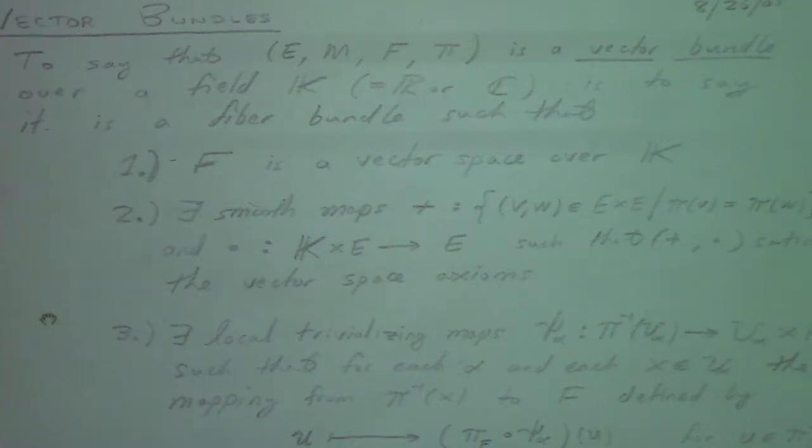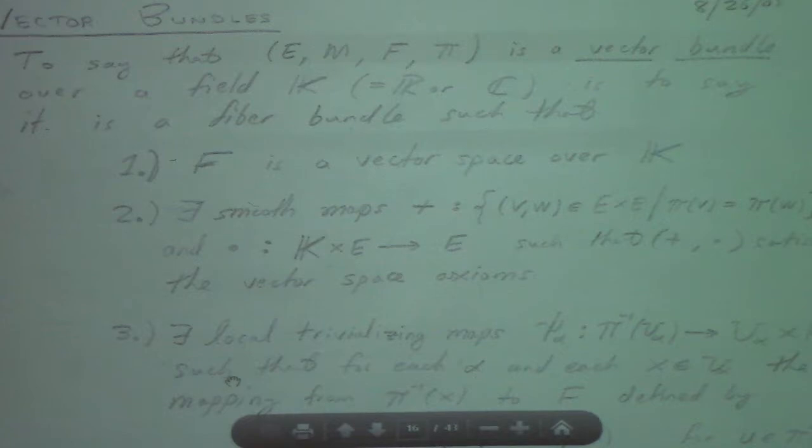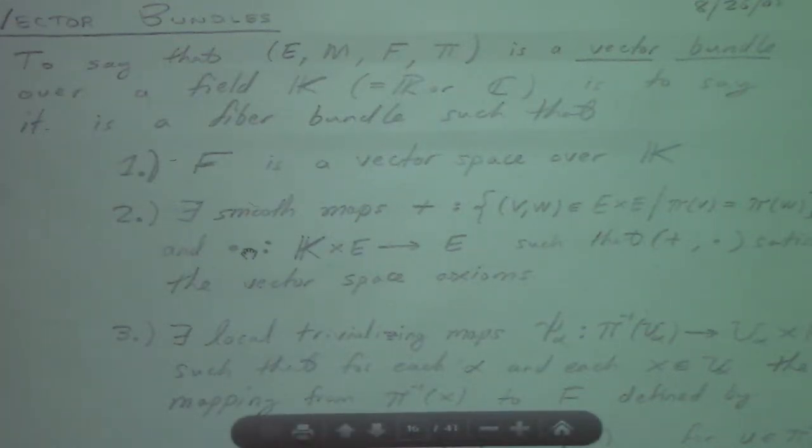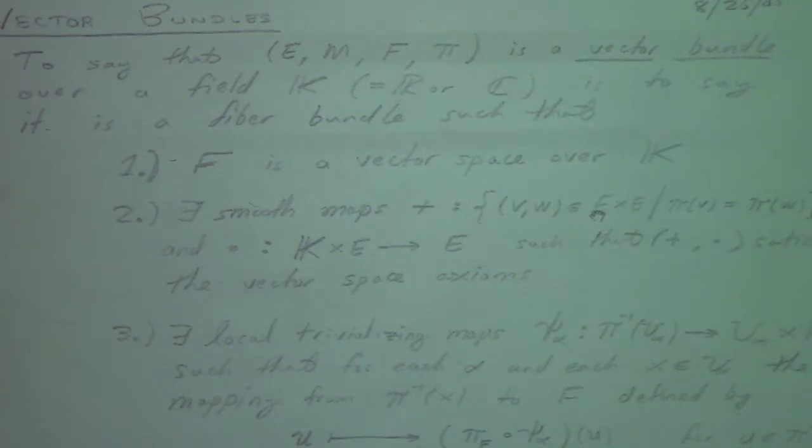Is it saying we have a way of adding and scalar multiplying the total space? I mean, that would seem to be saying we have a way of adding and multiplying things in the total space, right? So if I take v and w in the Cartesian product of E and E, such that pi of v is pi of w, in other words, they're vectors. I guess that makes sense.